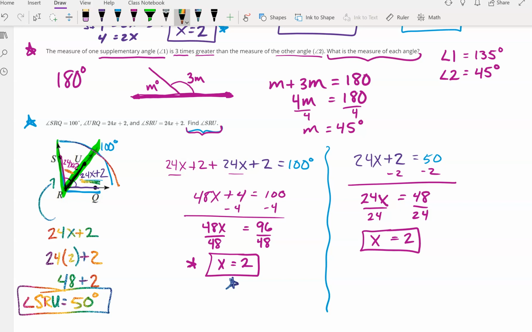Okay? I wanted you guys to see some algebra around that example. Hopefully that will help you in future problems that you work on dealing with angle addition.